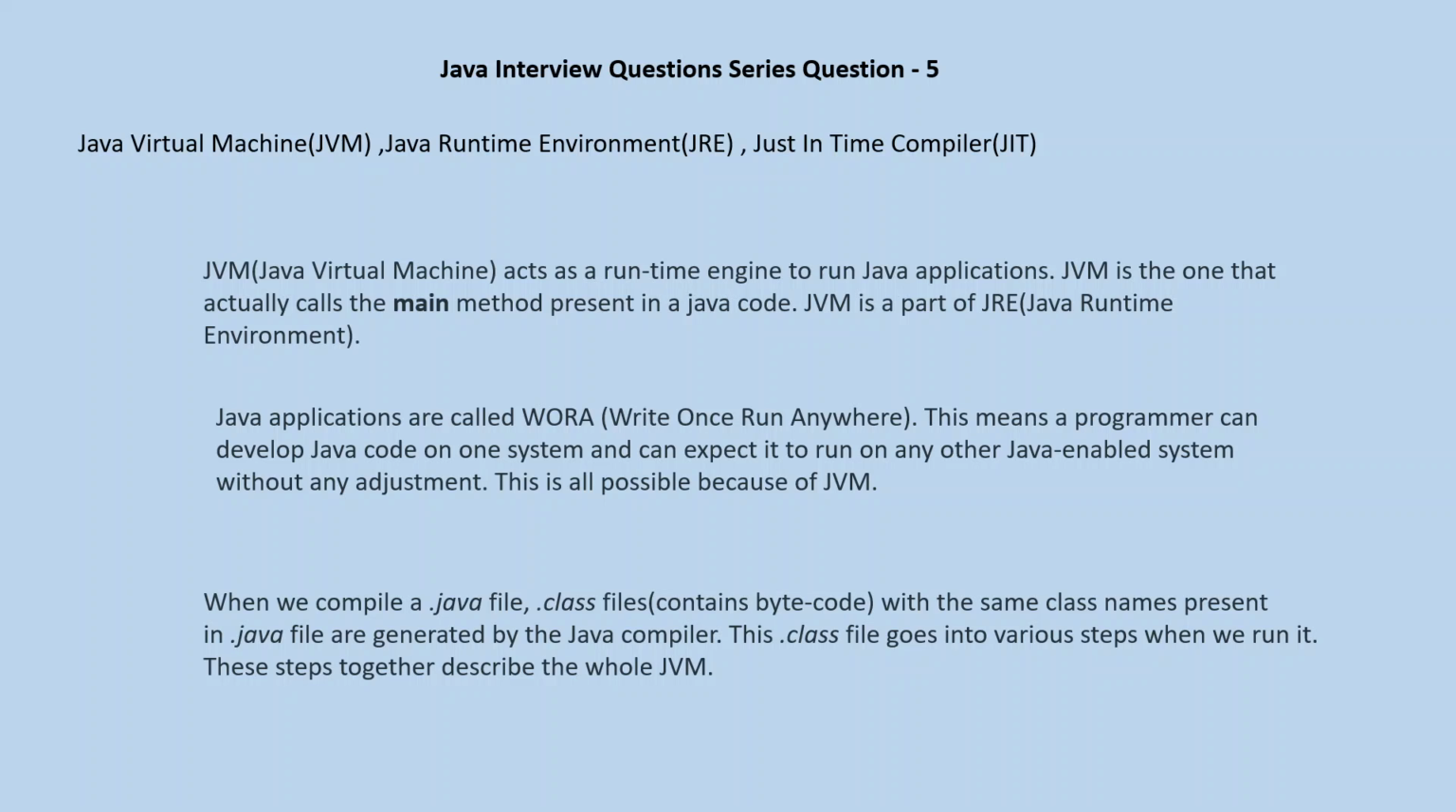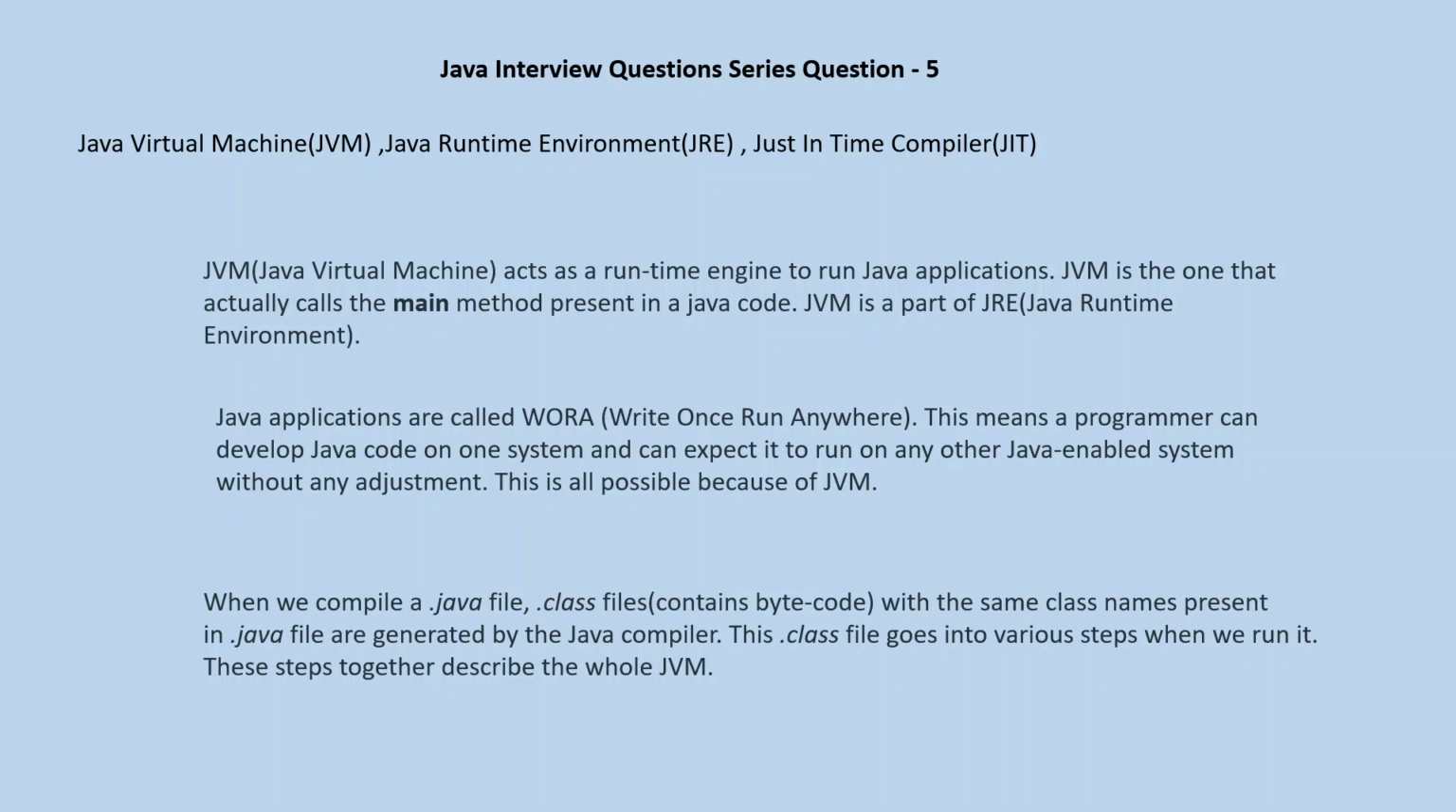So this means that a programmer can develop Java code on one system and can expect it to run on any other Java enabled system without any adjustment. This is possible because of JVM. Now, what is a .java file? It is our source code. Whenever we write any code in Java, we store it as a .java file.